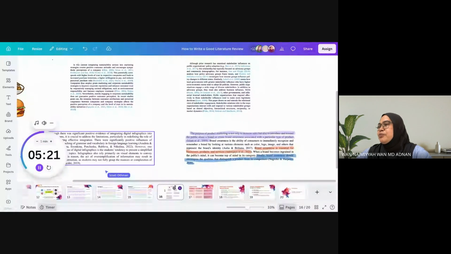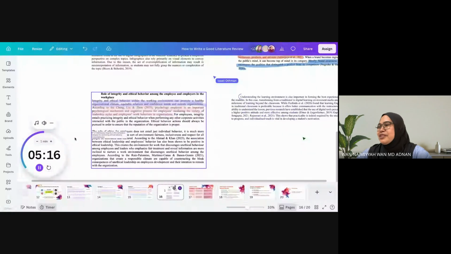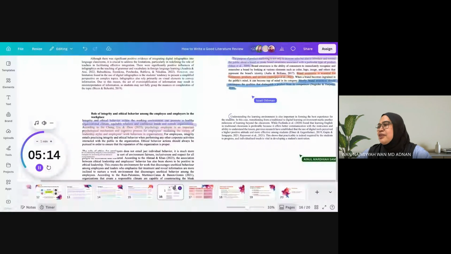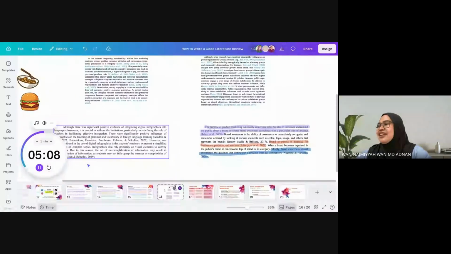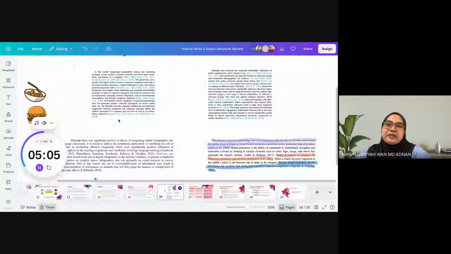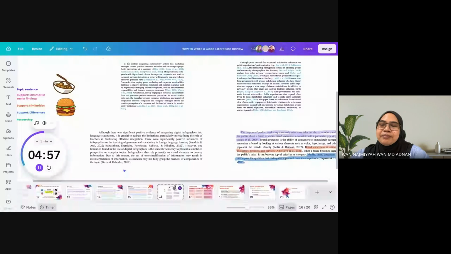Okay, one paragraph is almost done. What about the rest? Okay, second paragraph is almost done. Oh, okay, good. You have 1, 2, 3 more. If you're not sure, you don't have to highlight. But if you're sure that this is like similarities, this is the differences. Summarizing major findings. Okay.